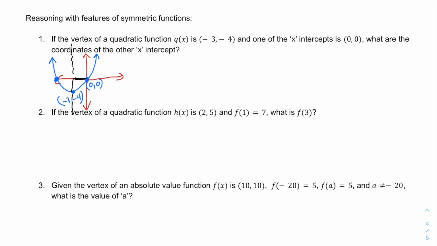So the distance here from 0 to -3 has got to be the same as the distance from -3 to the x-coordinate of our other x-intercept. And that distance is 3, so I have to go from -3, go 3 more, and that gives me -6, 0 as the coordinates of my x-intercept that I'm looking for. So because the function is symmetric, whatever distance I have to go to the center of the function, this line through the vertex, is how far I would go on the other side.